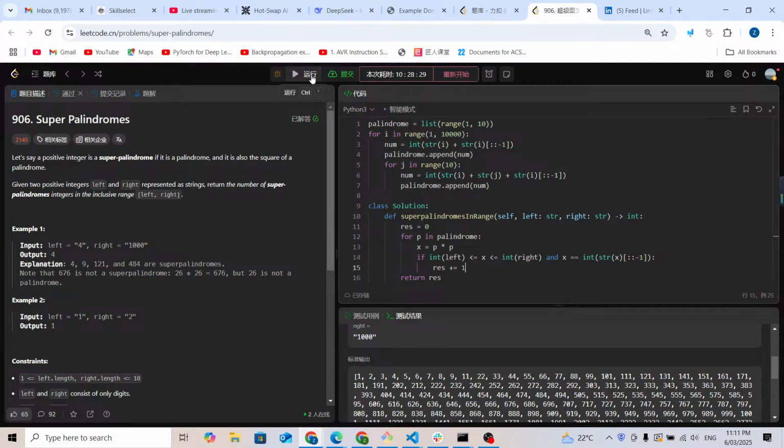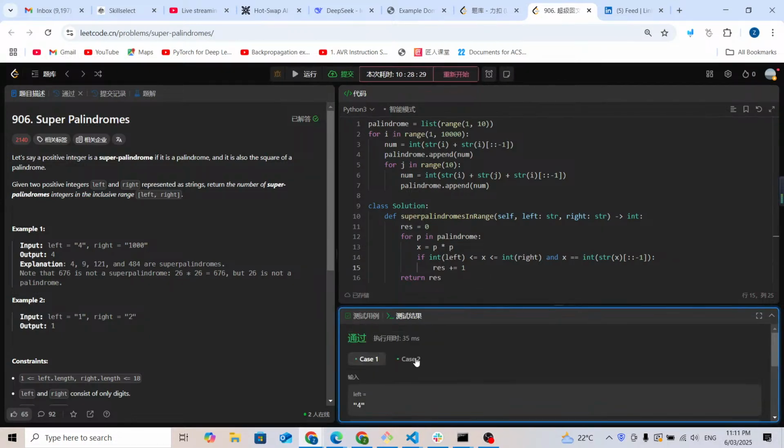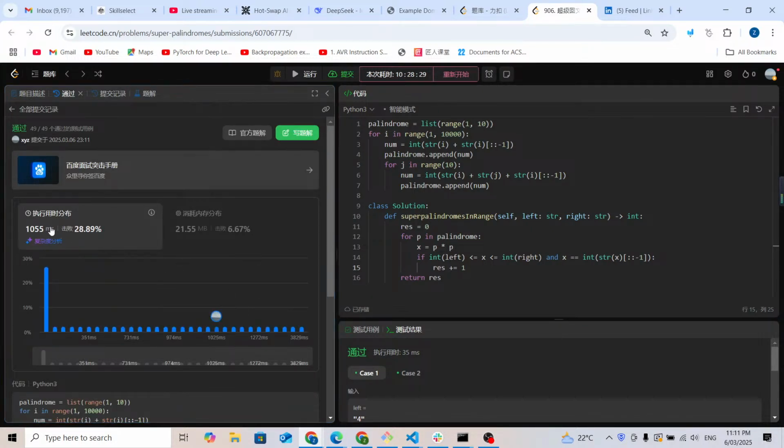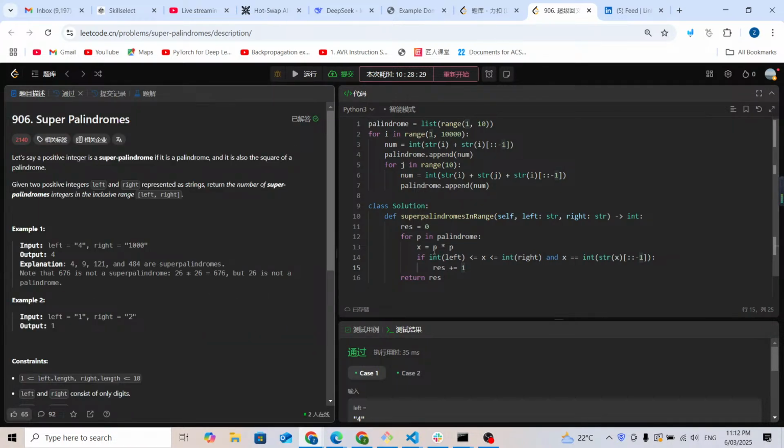Yeah, I think that's all about it. Let me just run it. As you can see, it works. Let me just submit it. Yeah, as you can see, it works. Although the speed is not so fast, it is still okay. Yeah, because we just use the time complexity of 10 to the power 5.